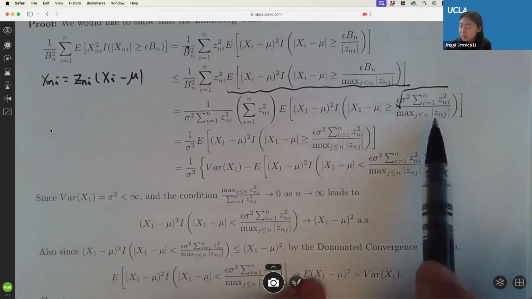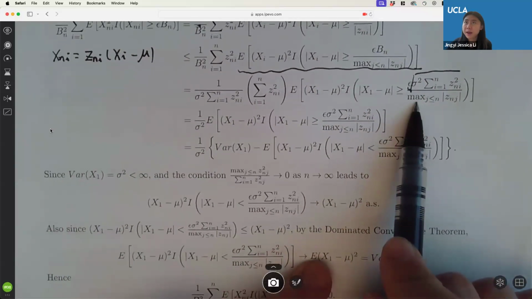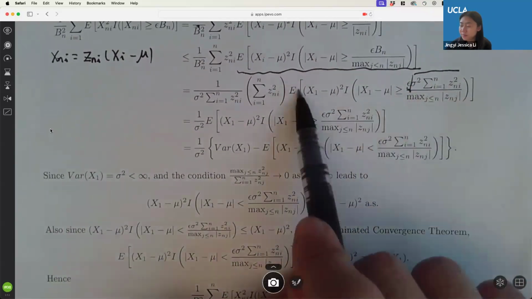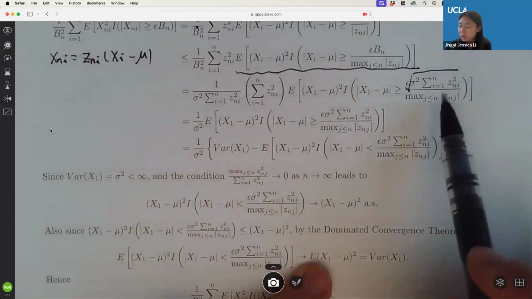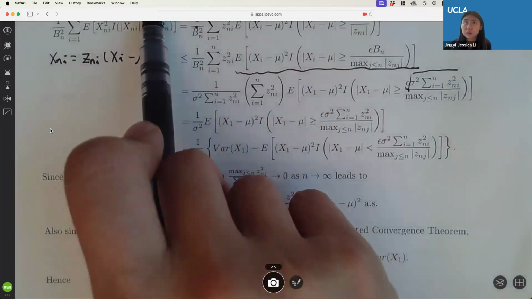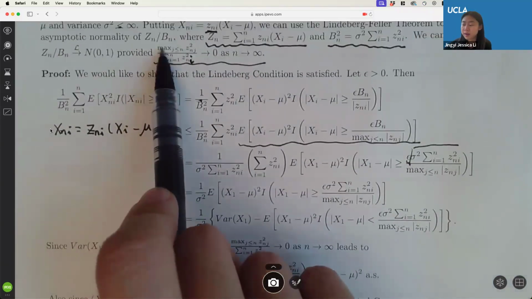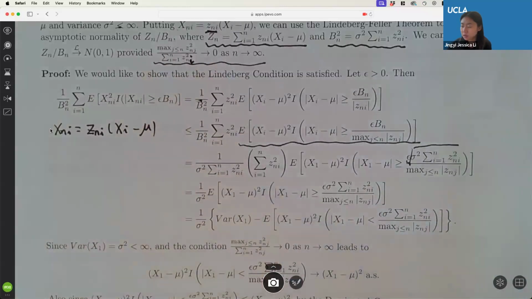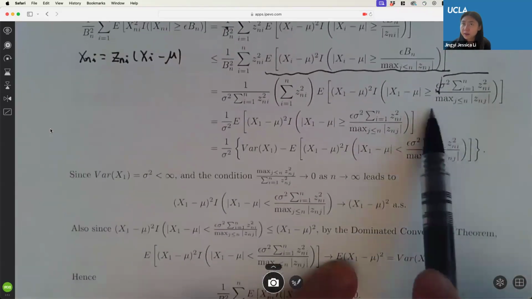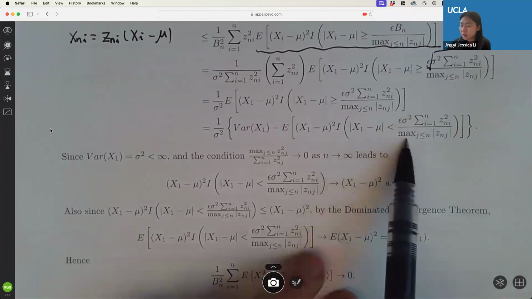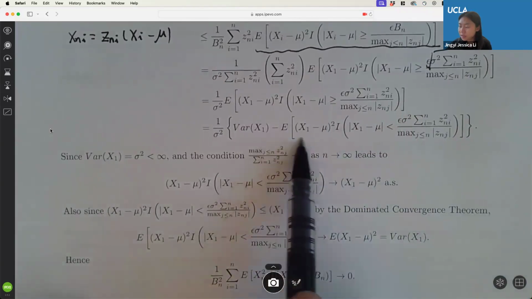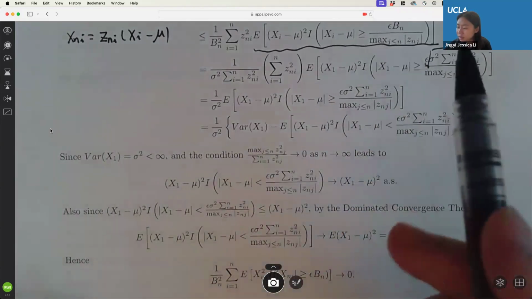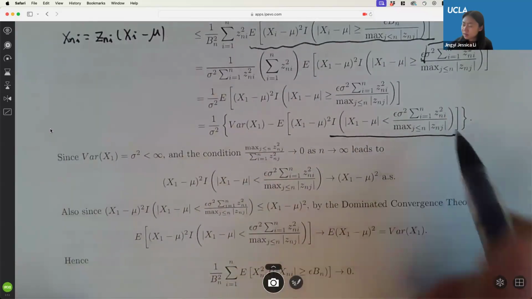Anyway, what I will say here is that by introducing the max, putting this expectation out of the sum is one thing. Another thing is that now we are closer to the condition here. It's max over the sum going down to 0. Okay, so if you follow this and go to this term, right? Indicator is less than, let's look at here.